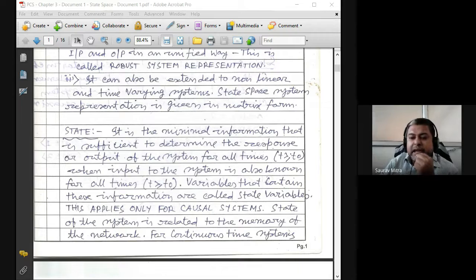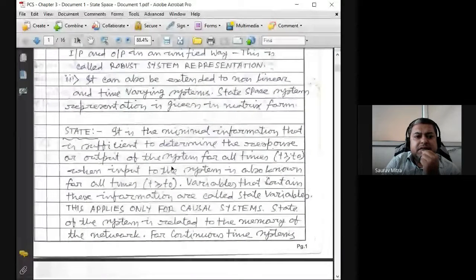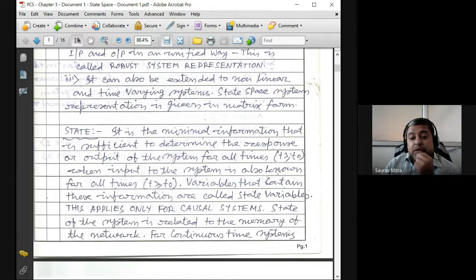So for a second order RLC system, there are two energy storing elements. That means this is a second order system. That means to define the system completely, maximum two state variables you have to define. Which state variable you define? Out of 4, you can take any 2, and this system can be perfectly defined. Now let us see what is the formal introduction. What is the definition of state? It is the minimal information. Very important point. Minimal information that is sufficient to determine the response or output of the system for all time t greater than or equal to t0.